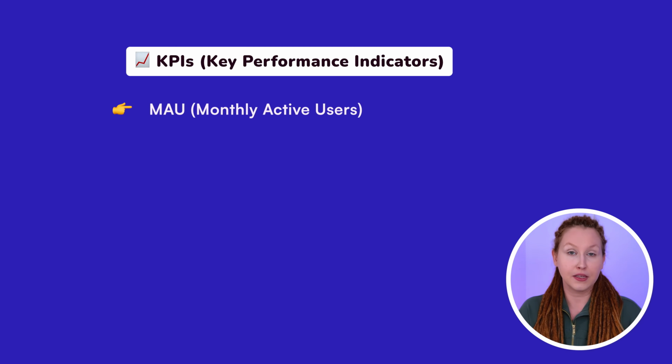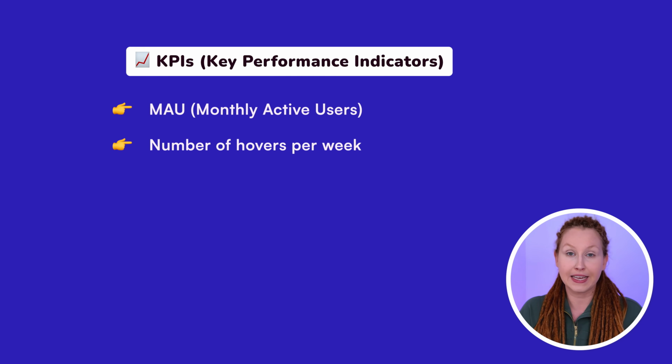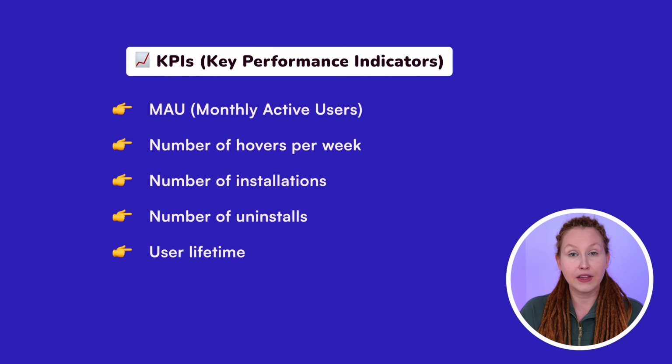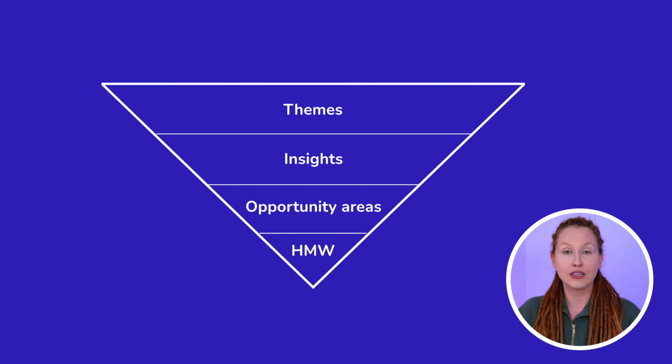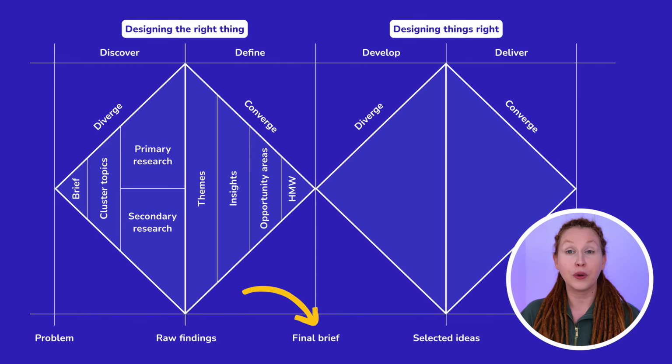We, of course, had the monthly active users, then the number of hovers per week, so the engagement with the extension, number of installations, number of uninstalls, user lifetime, so how long the user had the extension installed, and the successful connections with private code. We can say that during the synthesis phase, we've created a funnel that allowed us to distill information from really raw research findings to very tangible how might we statements and KPIs. At the end of the define phase, we have our brief enriched with all this new information, and it's a great base for our next step, develop.